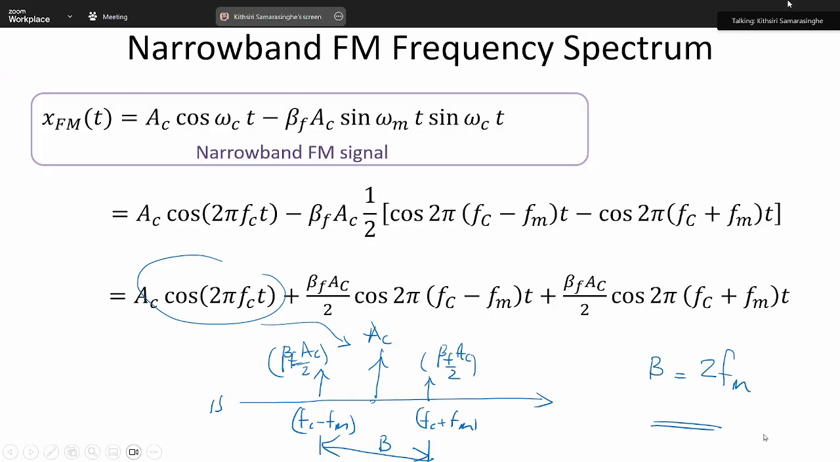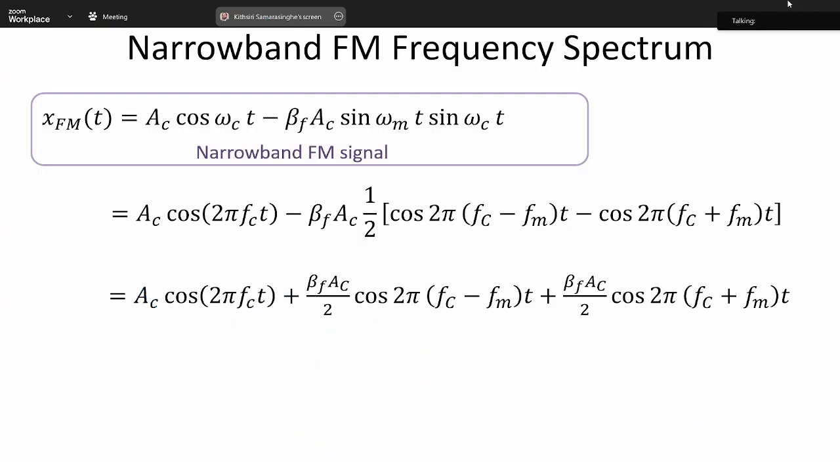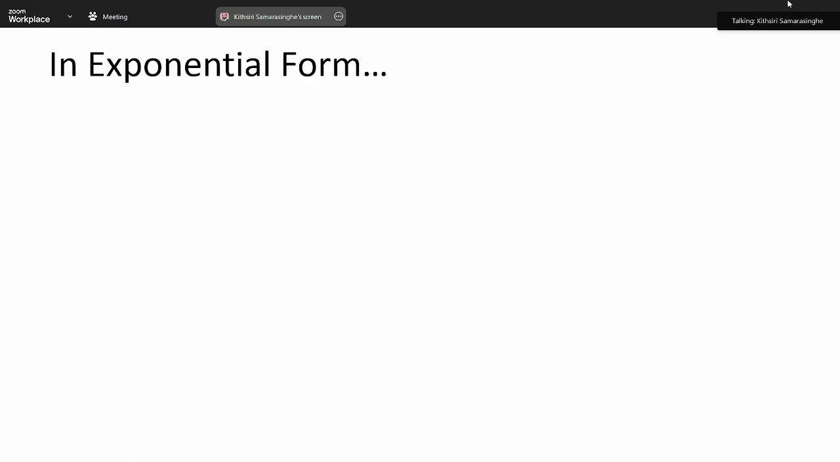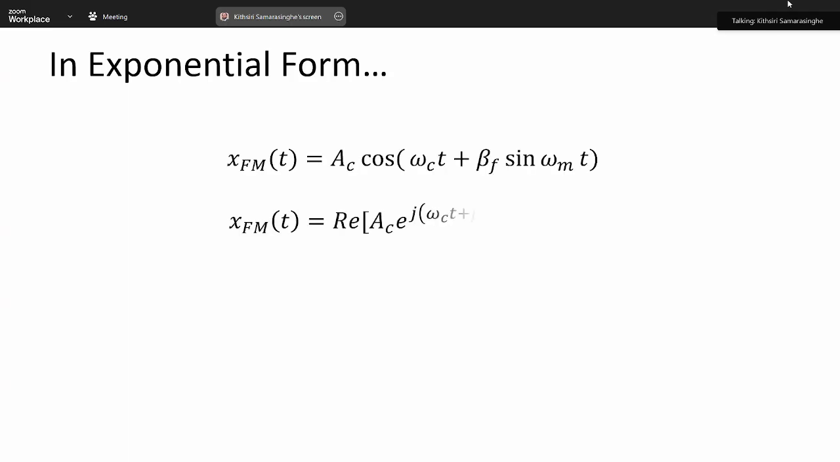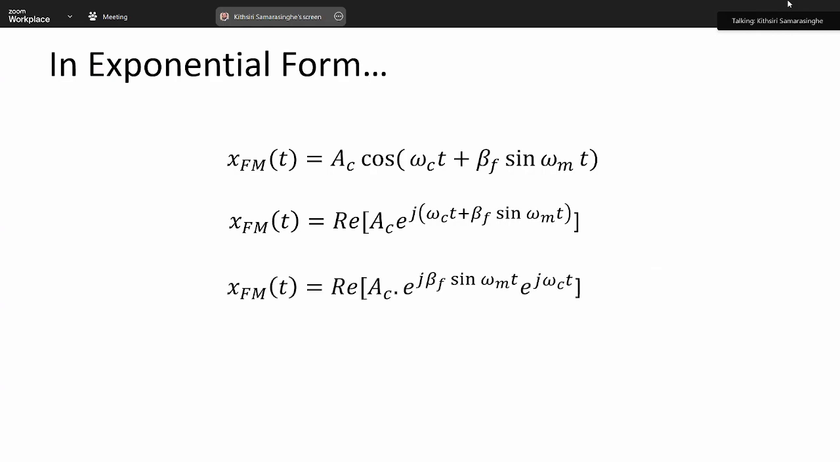Can you see the similarity with AM? Same bandwidth, only one pair of side frequencies is there. That's why we call it narrowband FM, and it is identical with AM. In exponential form, let us write the same thing. Real part of AC e to the power j(omega c t plus beta f sin omega m t), which you can break into two exponential terms.